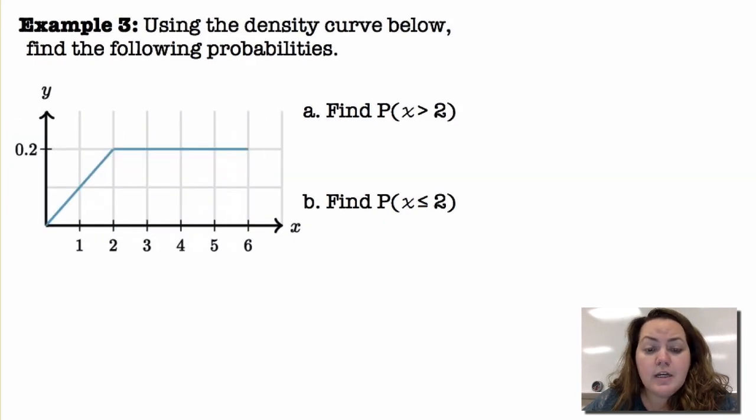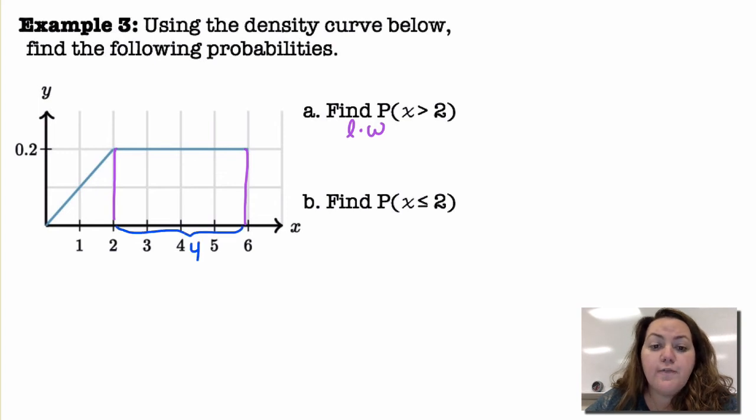All right, this density curve, find the probability that x is greater than 2. When I'm looking at greater than 2, from 2 to 6, if I bring those down, I can see that it makes a rectangle. So length times width, my length from 2 to 6 is 4, and my height is 0.2. So it's 4 times 0.2, which is 0.8, which is 80%.